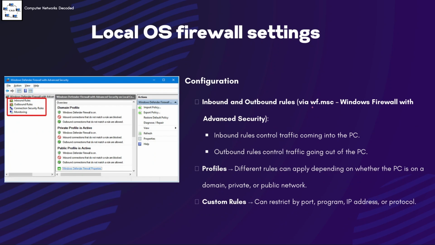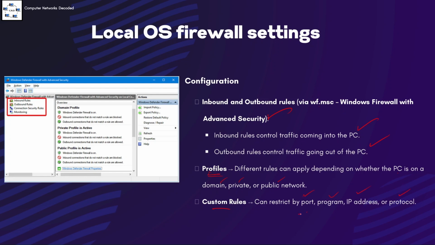Again, inbound and outbound rules can be configured via wf.msc, that is Windows Firewall with Advanced Security. Inbound rules control traffic coming into the PC, as I already explained. Outbound rules control traffic going out of the PC. Profiles, so different rules can apply depending on whether the PC is on a domain, private, or public network. And we can also configure custom rules, so you can restrict traffic by port, by program, by IP address, or by protocol.